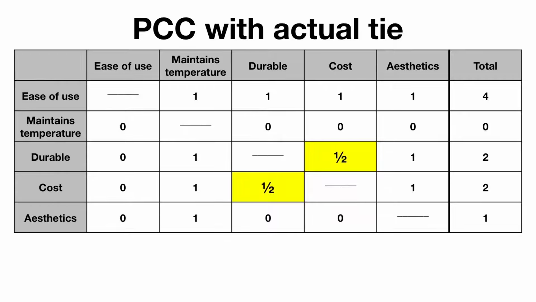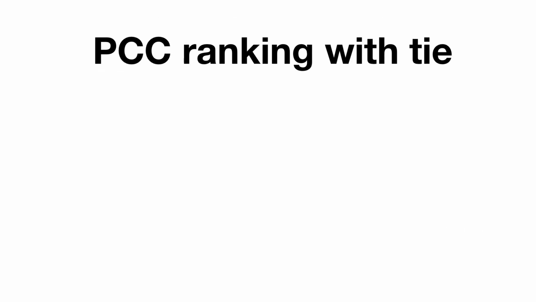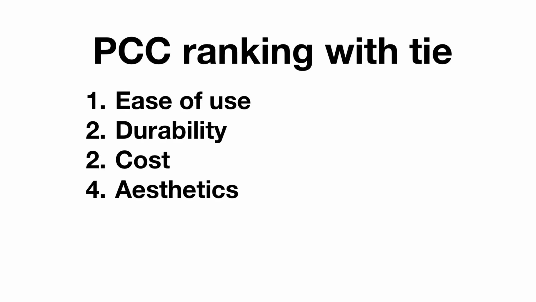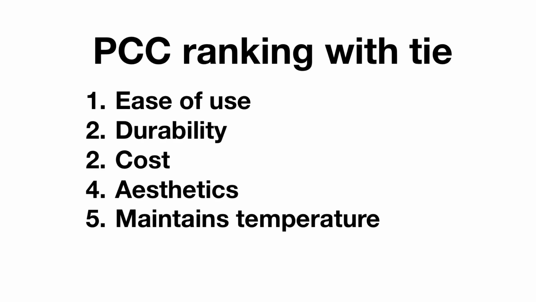So when you look at the table, you'll see ease of use is 4, durability and cost each is 2.5, aesthetics is 1, and maintained temperature is 0. When you convert these in step 5 to the ranked solutions, you'll then see ease of use on top in position 1, durability and cost tied in position 2, aesthetics ranked 4th, and maintained temperature as 5.